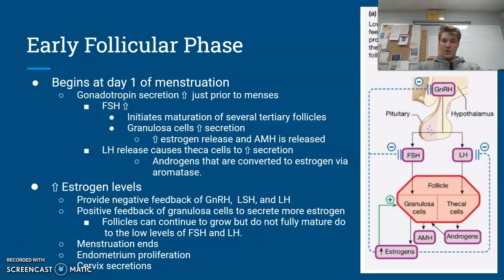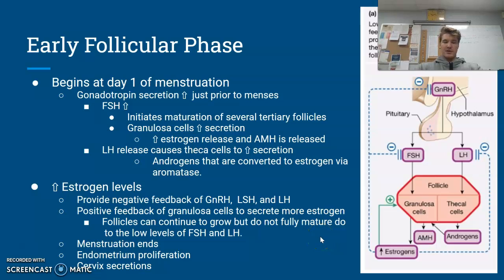can continue to grow. So with the positive feedback to the granulosa cells, and we still have this high level of estrogen, the follicles can continue to grow, but we have low levels of FSH and LH, or lower levels, which allow for normal follicular growth without new follicles beginning a maturation process. At the same time, late in the early follicular phase, we see that menstruation ends, and then we see endometrial proliferation starting.